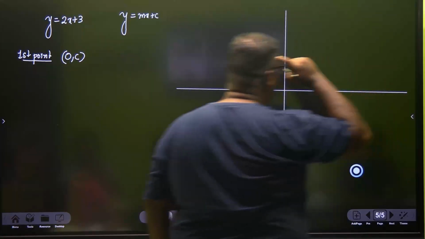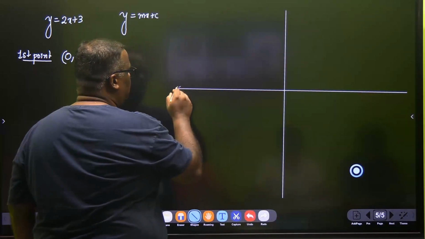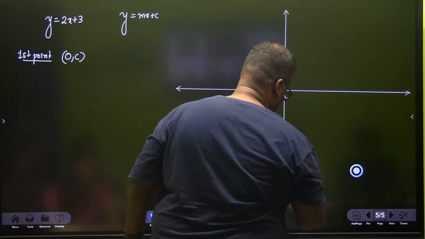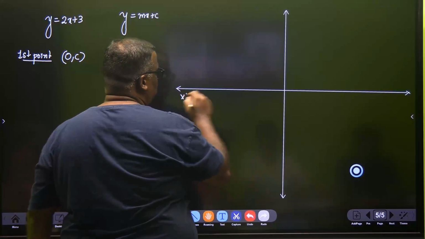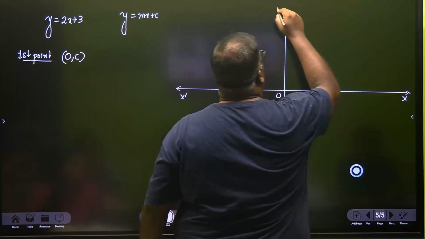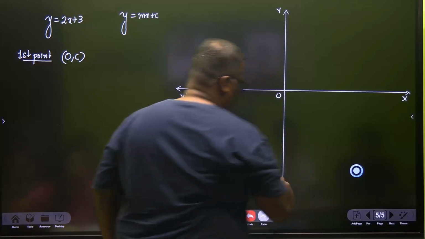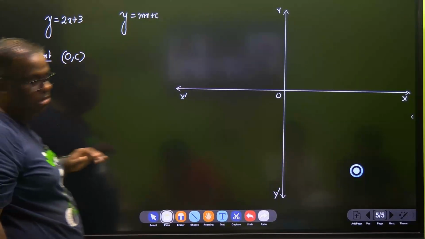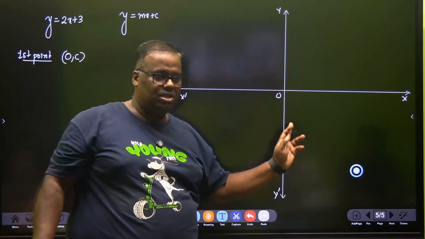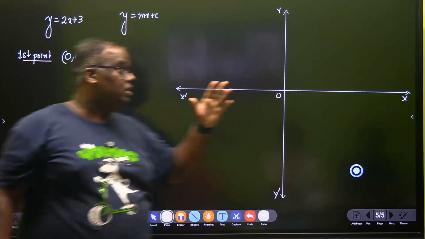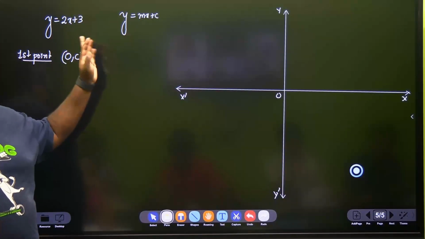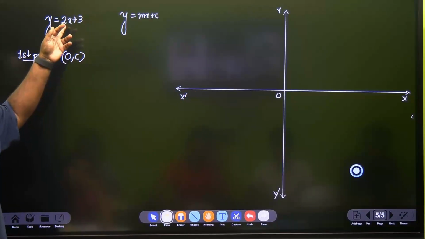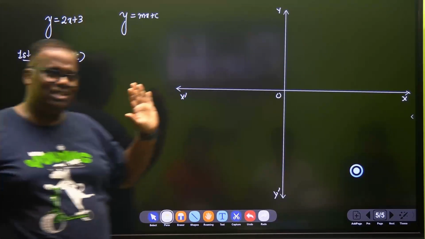Y-intercept means I will be making a straight line, right, children? Okay, this is x dash, 0, x, and this is y, 0, y dash. My straight line should have 2 points. The first point is always 0, c, meaning the point on the y-axis through which my graph will pass. So this particular graph will pass through 0, 3. There is no question about it. If you have a doubt, put x equal to 0, then y is equal to 3. So 0, 3 is a point on this graph.